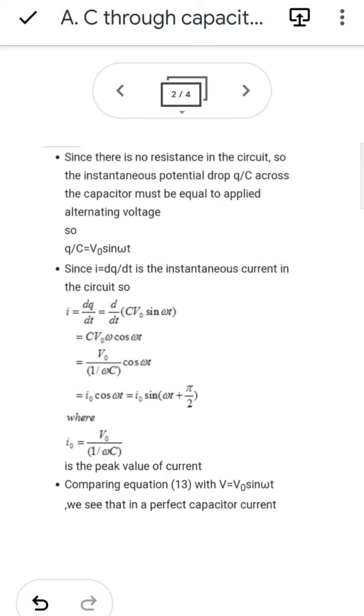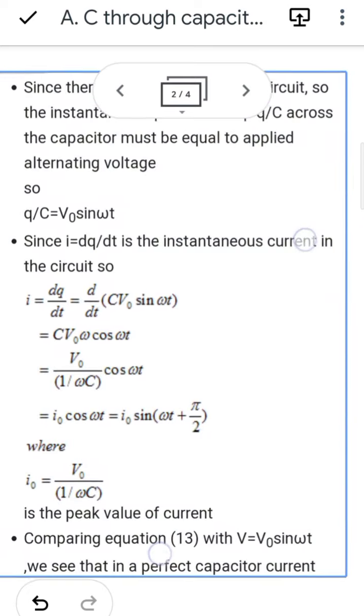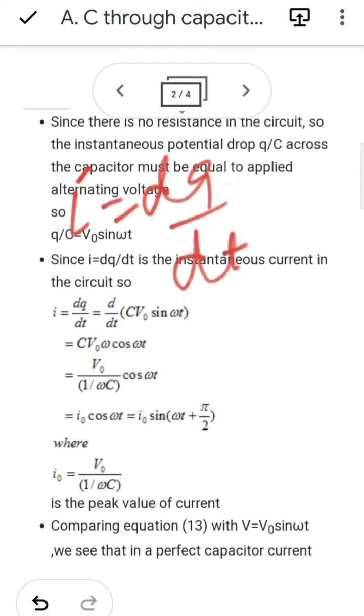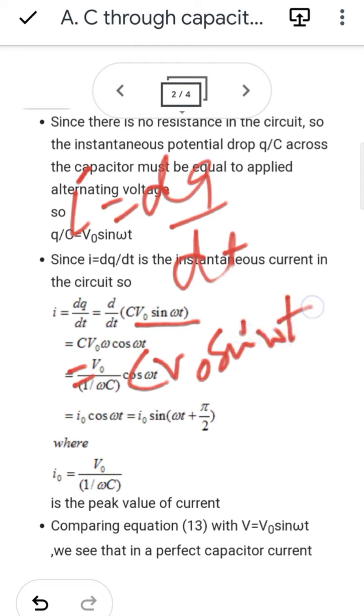Now at any particular instant, the instantaneous current is given as I equals dq upon dt. Since V equals q upon C, the value of q is equal to V into C. So we write this as C into V, and V is equal to V0 sine omega t, so this is C V0 sine omega t.